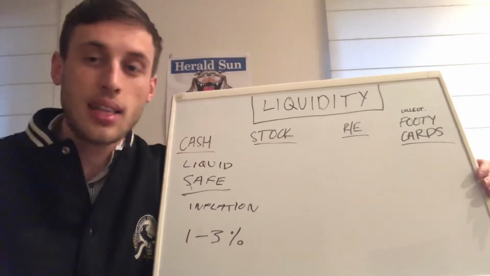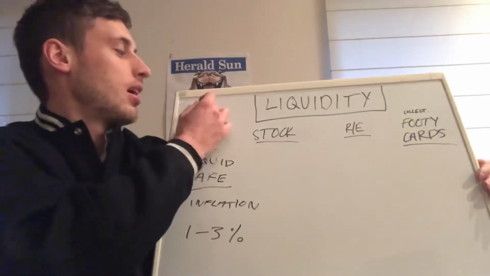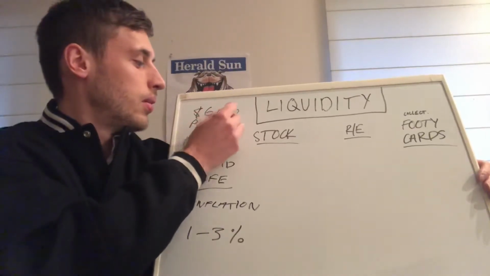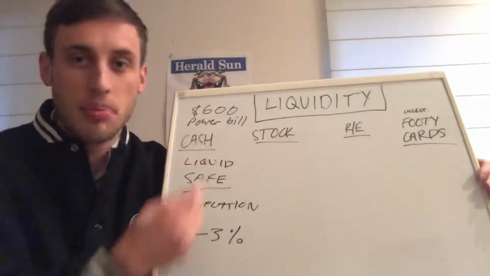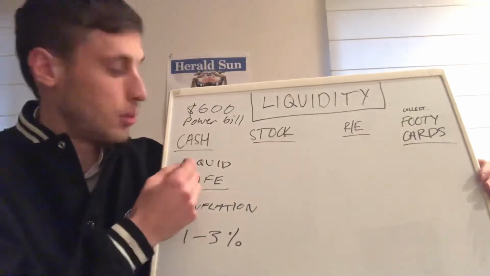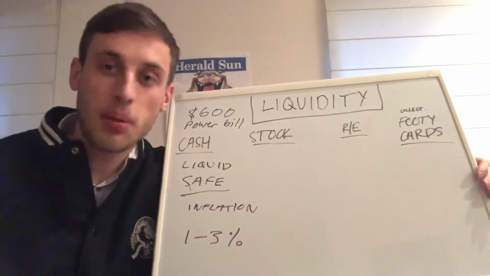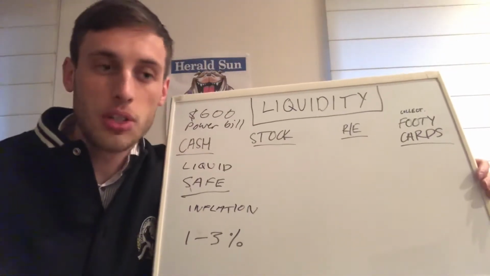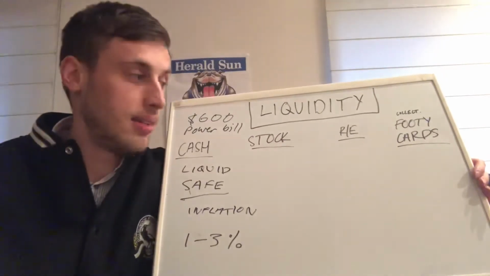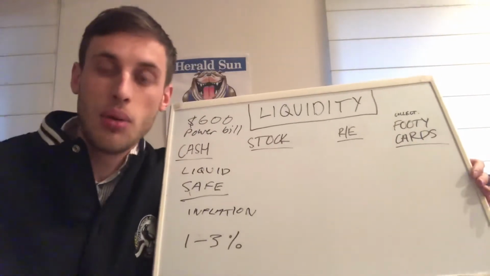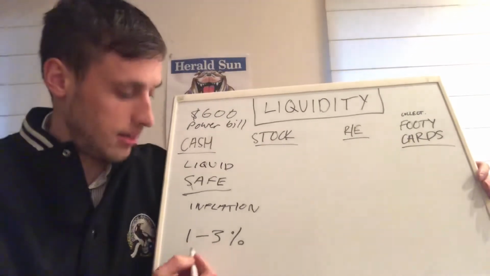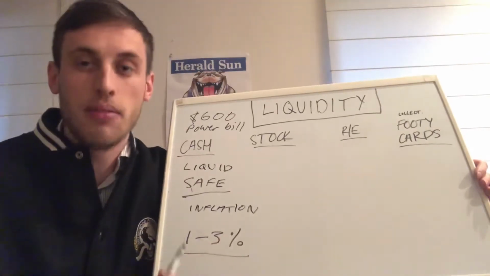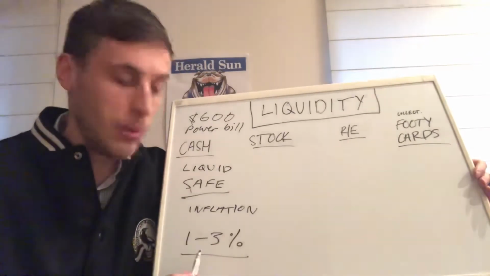So that means, say you've got this $600 power bill. Maybe I will write it up. $600 power bill. And let's just say you want to pay it, and you've got $600 in cash. Well, that's not a problem. But then you go, well, I'll probably have this same power bill next year. So what I'm going to do is put $600 in the bank so I have money to pay for it next year. Well, that's not exactly how it works, because the value of money goes down by 1 to 3% a year, or the value of goods and services goes up by roughly 1 to 3% a year.